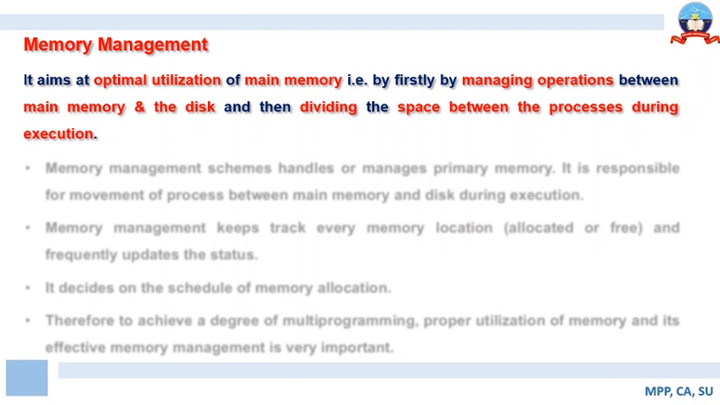So whenever we talk about optimal utilization of main memory, we refer to two different aspects. The first is managing the operation between the main memory and the secondary storage devices, and then efficiently dividing the space between the processes residing in the main memory during execution. These are the two important aspects from which optimization should be looked at. One is how the exchange takes place between main memory and the disk, and the other is how the division of the main memory takes place amidst the processes executing in the computer system.